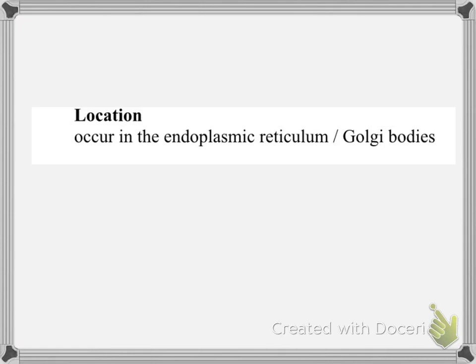Now, the location of the post-translational modification is in the endoplasmic reticulum or Golgi bodies. That is, post-translational modifications mainly occur in the endoplasmic reticulum of the cell, but sometimes they may continue in the Golgi bodies.